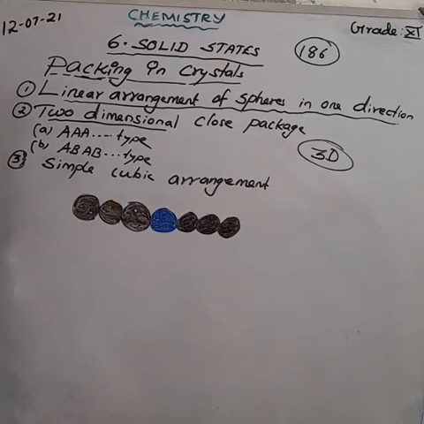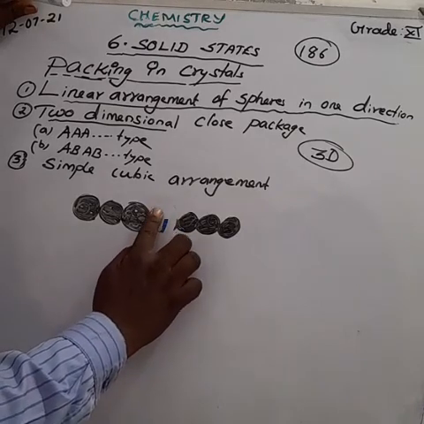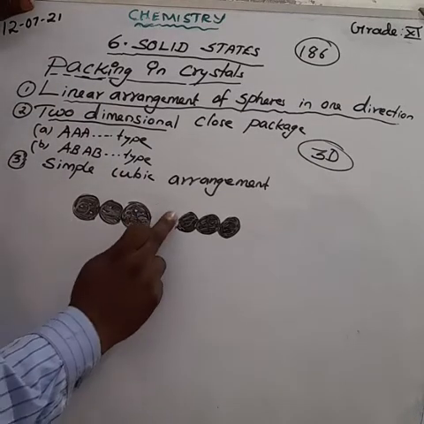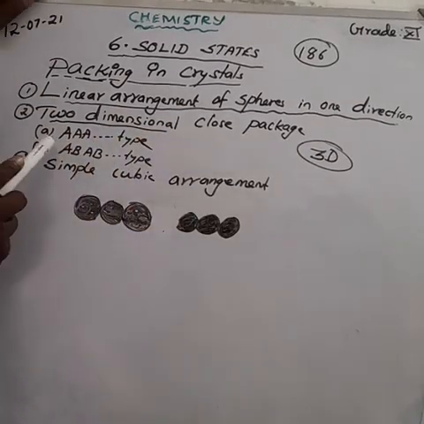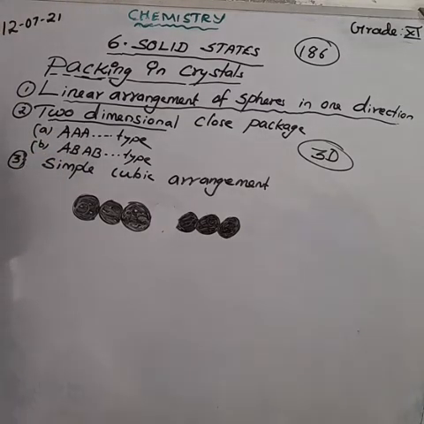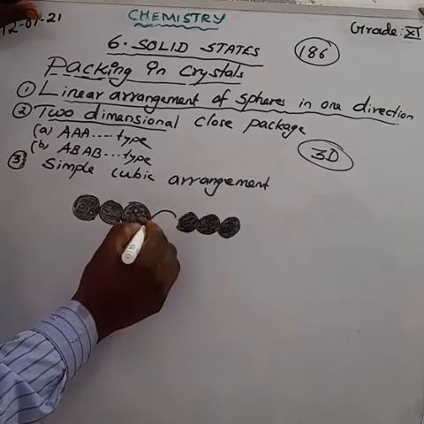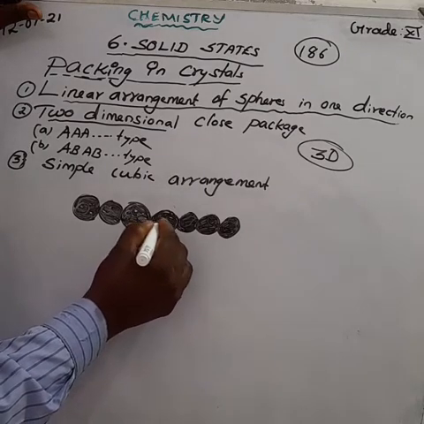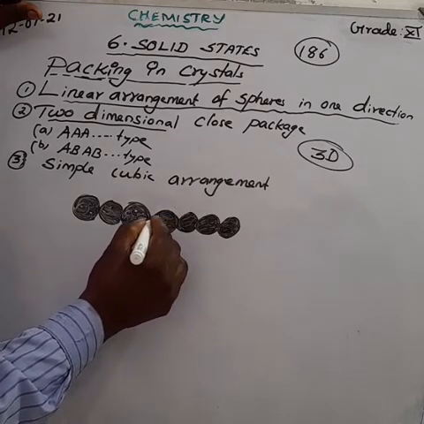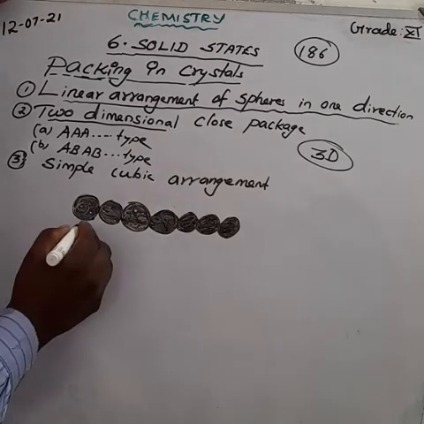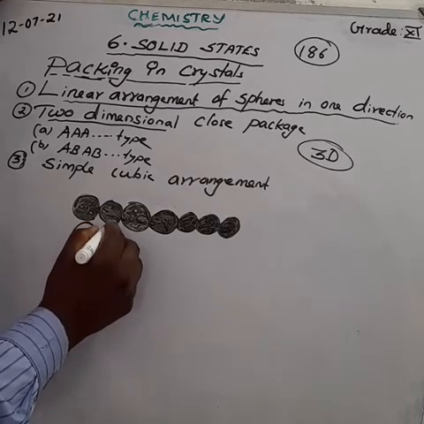Second one, two-dimensional close packing. Here we have two different types of two-dimensional close packing. One is the A type, another one is the AB type. These are the two types you have to discuss now. First, I am going to draw the diagram for the A type.